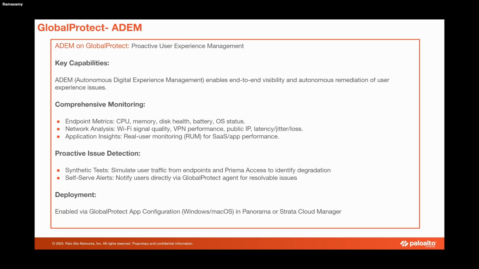It can proactively detect issues by running synthetic tests, which simulate user traffic from endpoints and Prisma Access to identify degradation, for example, DNS and TCP latency. And self-serve alerts notify the user directly for resolvable issues like poor Wi-Fi signal, high CPU usage, etc. We need to enable this config in the app settings.